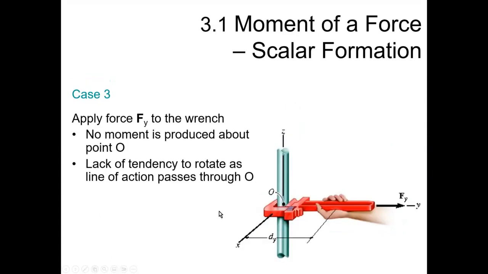Okay, so what if I pull the spanner? If I pull it, that won't cause any rotation. It would cause a translation, right? So therefore, a force like this cannot make any rotational effect. In other words, we say that, look, because this force is passing, if I extend that, that would pass through here. What is the shortest distance between point O and the force?